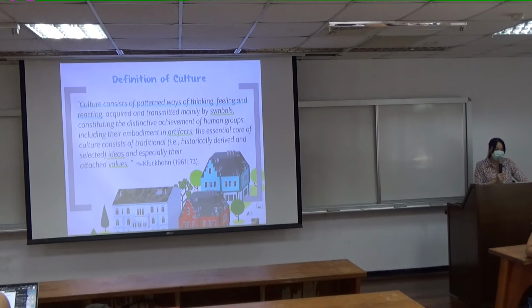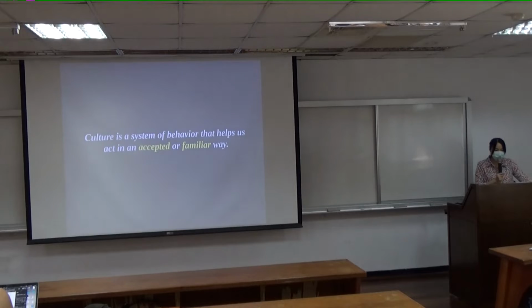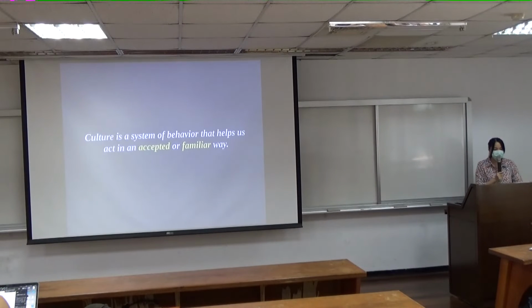Given such an encompassing, complex definition, I think it does not fully explain the characteristics of culture, because I believe that culture is formed by interaction between individuals and their environments. So my view on culture, I know it doesn't cover everything, is that culture is a system of behavior that helps us act in an accepted or familiar way. Keywords include accepted and familiar, because basically we do things that are accepted in our social groups, which are also familiar too, right?